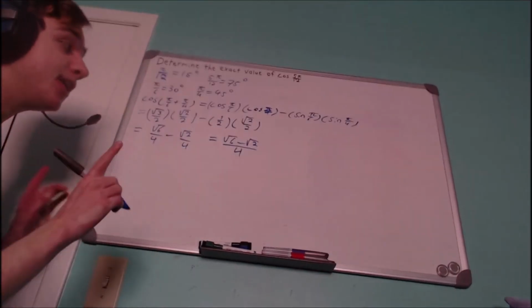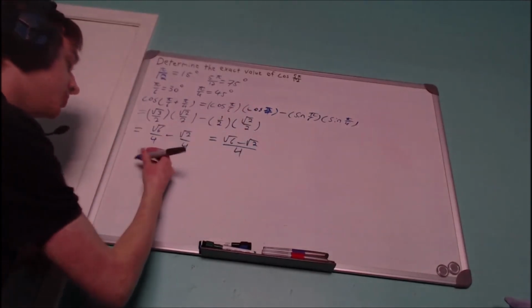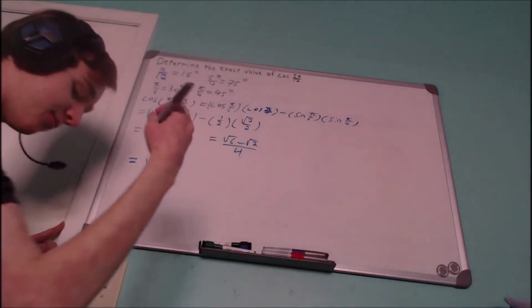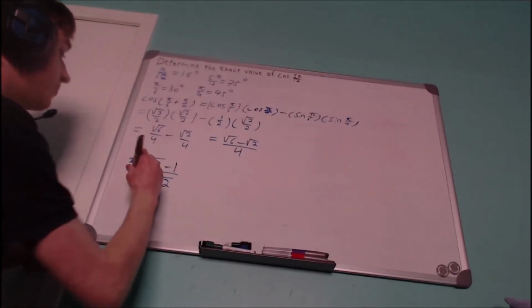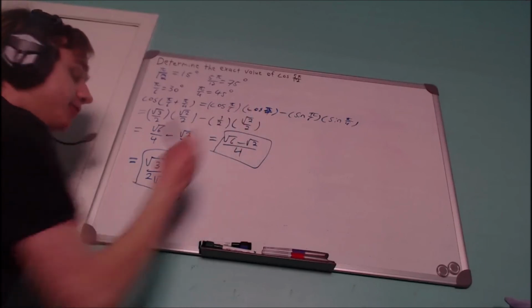Now, if you were to use 1 over root 2 instead of root 2 over 2, your final answer would be root 3 minus 1 over 2 root 2. So both of these answers are correct. It just depends on what value you use for pi over 4.